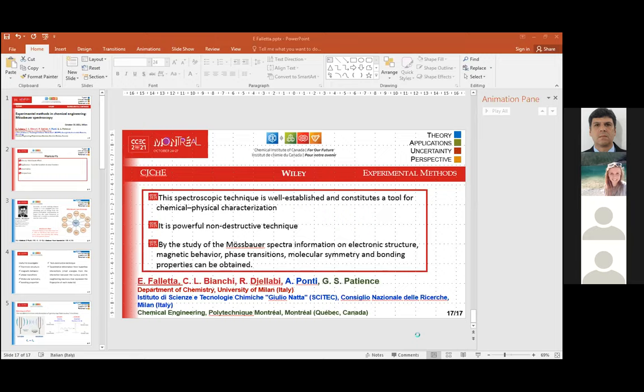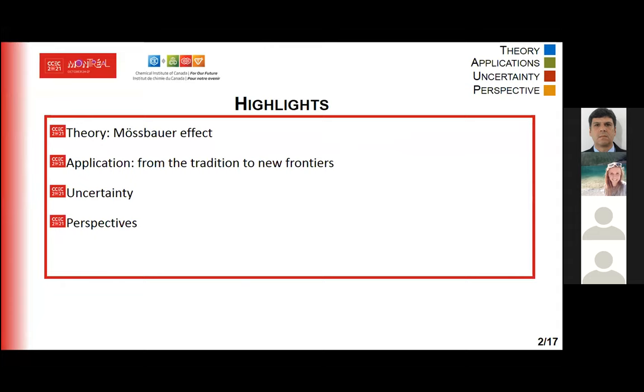In the present talk, I'll introduce the theory behind this spectroscopy. I'll show some traditional applications of the technique and an example of innovative application. And finally, I'll spend a few words on the uncertainty and new perspectives for this type of technique.